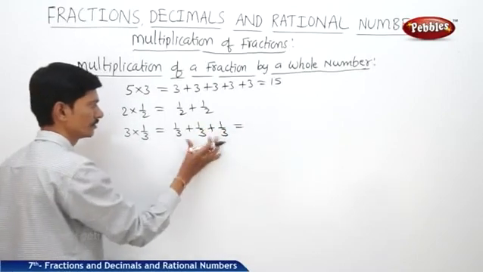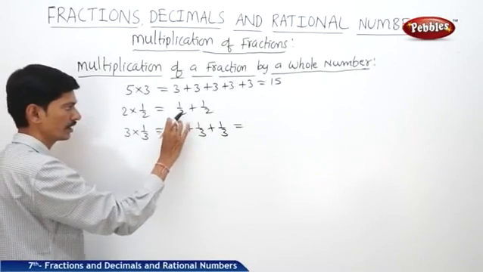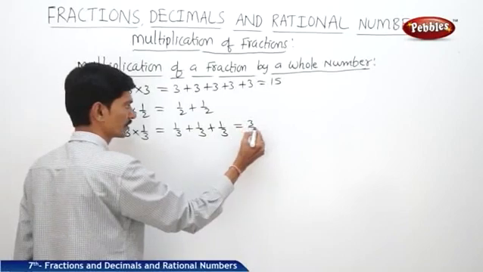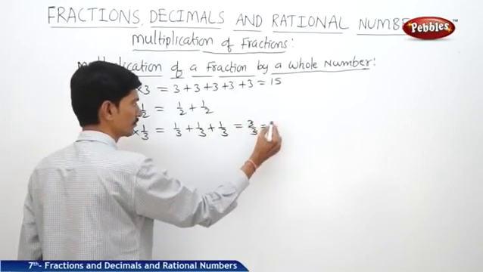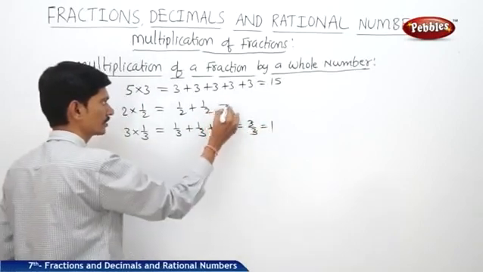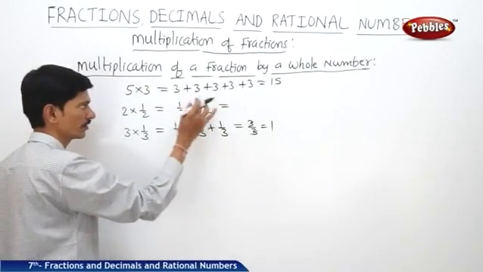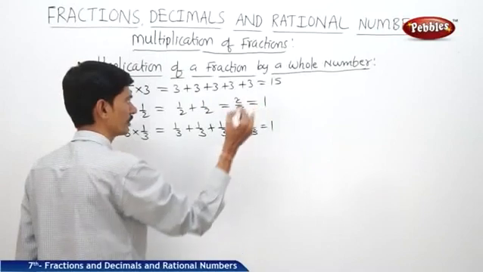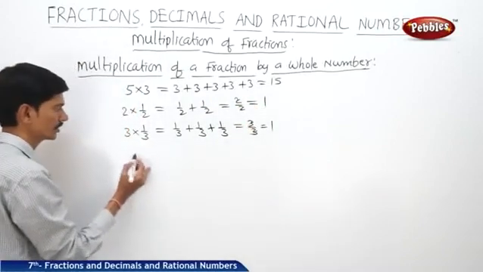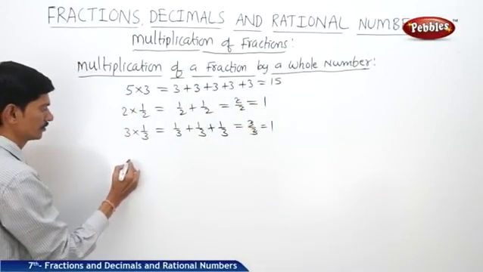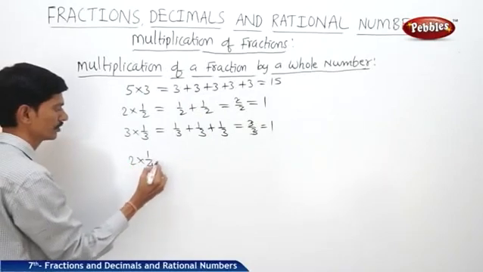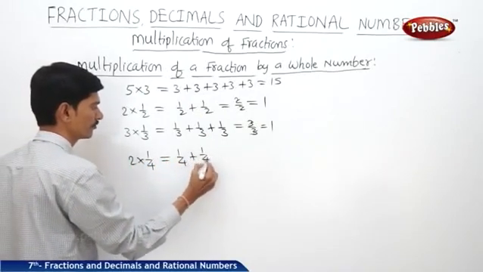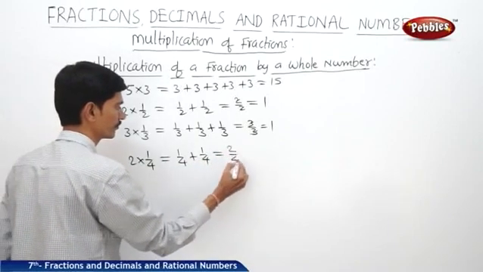Now this equals, when the denominators are equal, we can add the numerators: 1 plus 1 is 2, 2 plus 1 is 3, 3 by 3. So this equals 1. And here also we can add the numerators, 1 plus 1 is 2, 2 by 2 equals 1. Or you can take 2 into 1 by 4. So this equals 1 by 4 plus 1 by 4. So this equals 2 by 4.